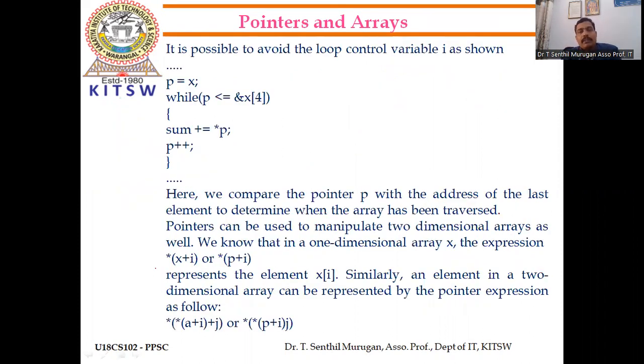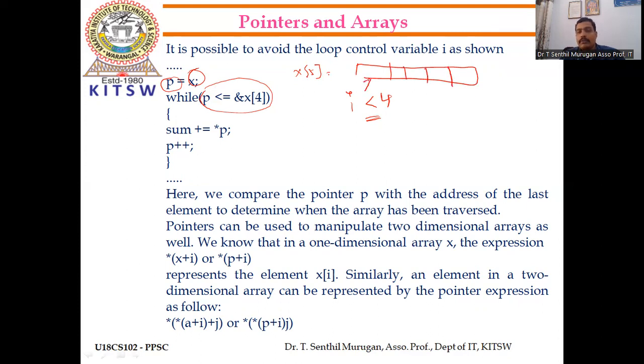So it is possible to avoid the loop control variable also. In the previous loop, we checked i greater than 4 like that. In a for loop here, we can use a pointer also. We are assigning the pointer variable x of 0, meaning the first location of the array. So the pointer is pointing to x of 5, and the location will be like this.